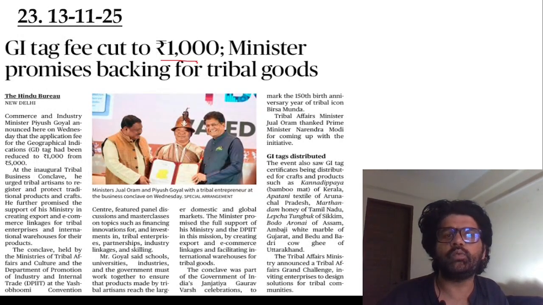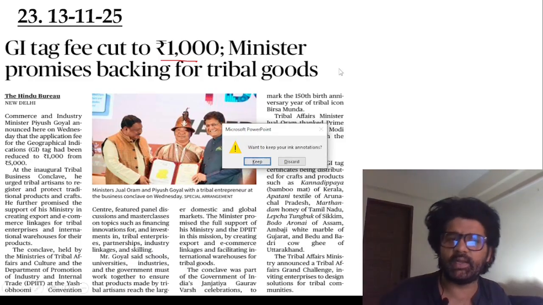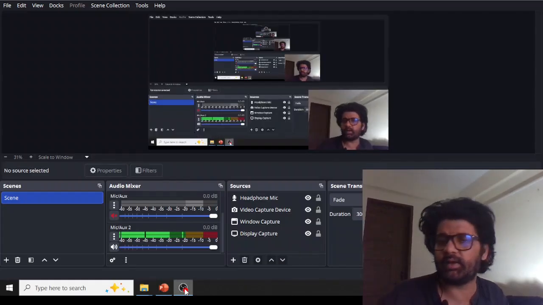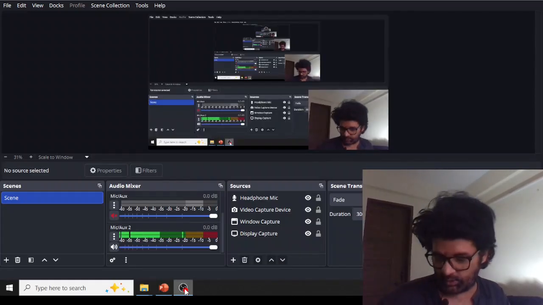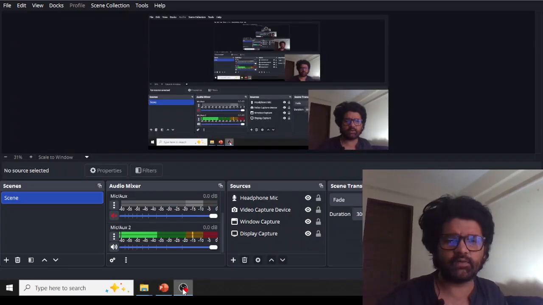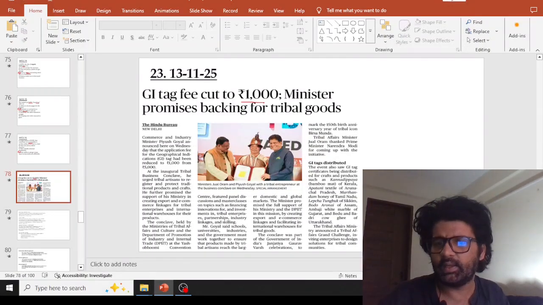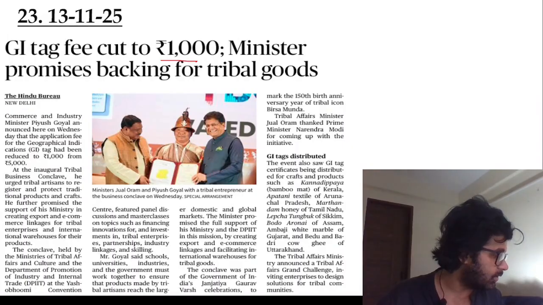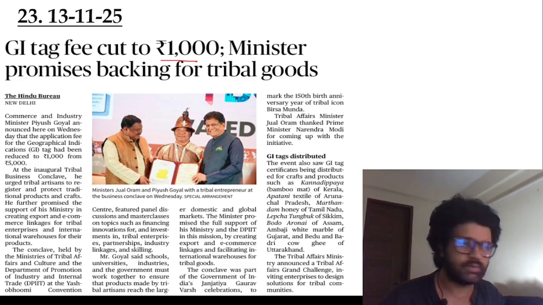GI tag fee cut to 1000 rupees. Wow, GI tag. Like Ambaji Marble of Gujarat, Pochampally Ikat of Telangana. Remember these GI tags. Geographical Indication Act of 1999. Darjeeling tea, first product to get GI tag. All these things are not only important, really important.